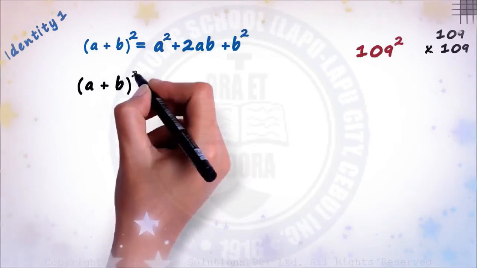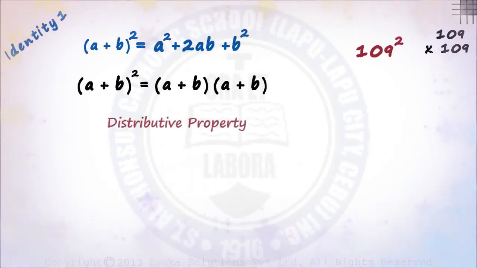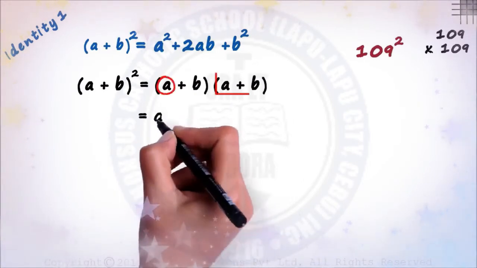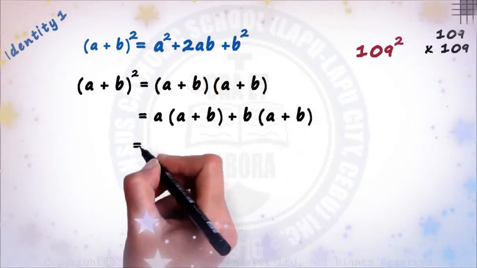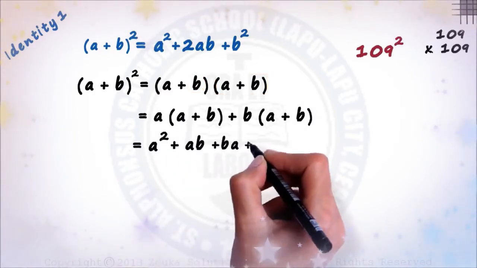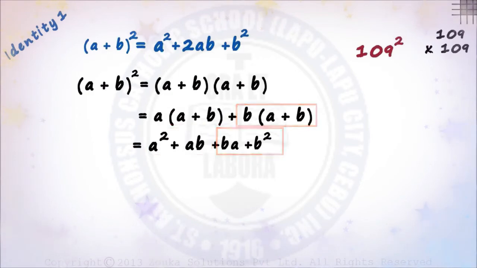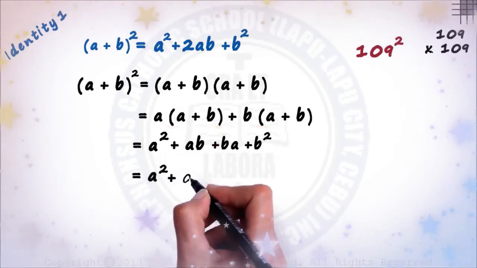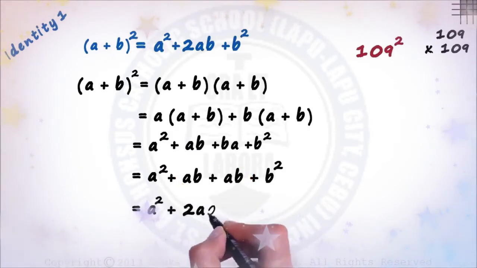(a plus b) the whole squared can also be written as (a plus b) multiplied by (a plus b). Using the distributive property, we can write it as a multiplied by (a plus b) plus b multiplied by (a plus b). We can write it as a squared plus ab plus ba plus b squared. We can write ba as ab. We write this expression as a squared plus ab plus ab plus b squared. These two terms are like, and because they are like, we can add them. So we get the answer as a squared plus 2ab plus b squared.